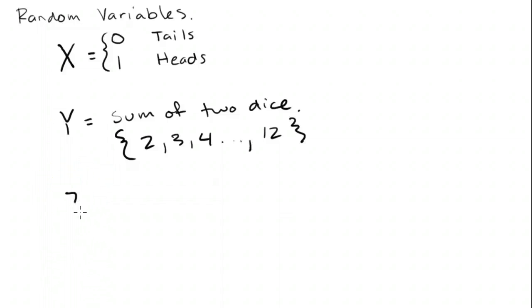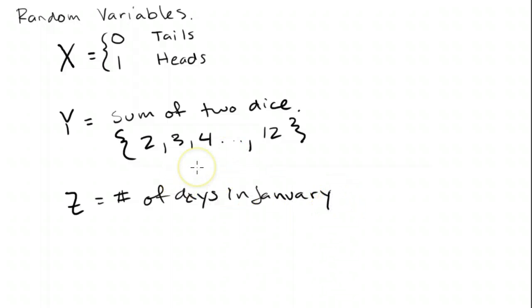Something maybe that's not so random would be something like the number of days in January. Right, so if we let z be the number of days in January, well, this is not random because we know how many there are. There's 31 days, so it may be a variable to represent the number of days in January, but it's not random because its value is not determined by chance. It's already predetermined ahead of time. So this is not a random variable.